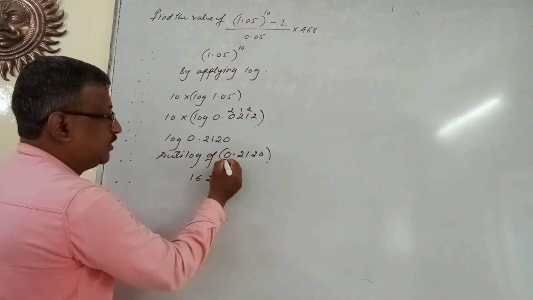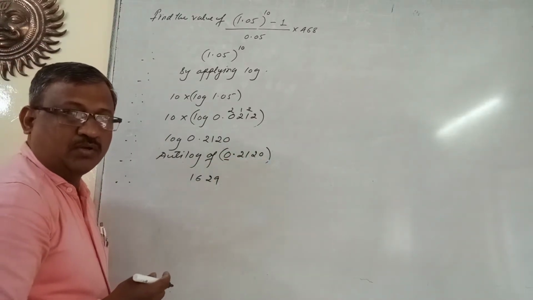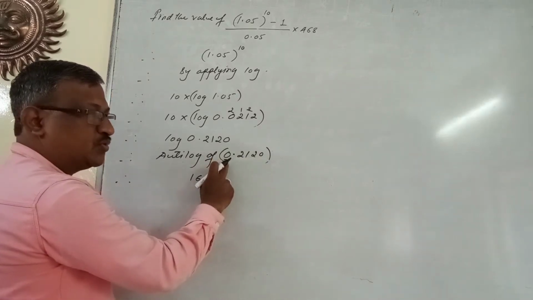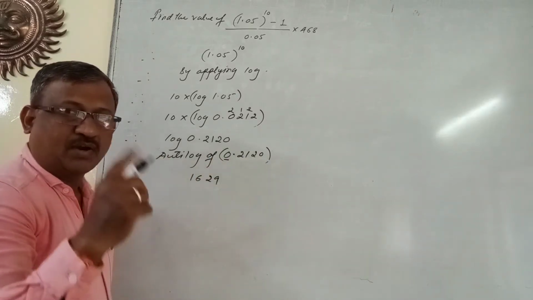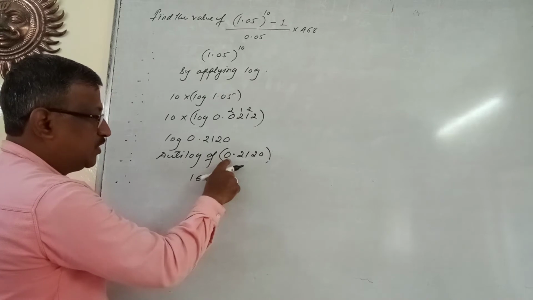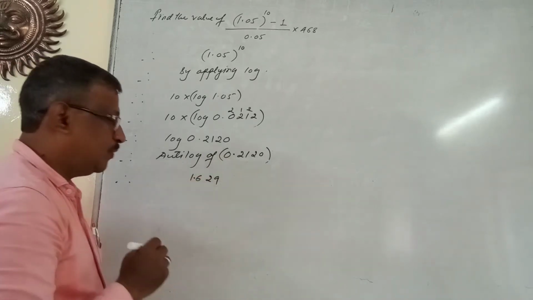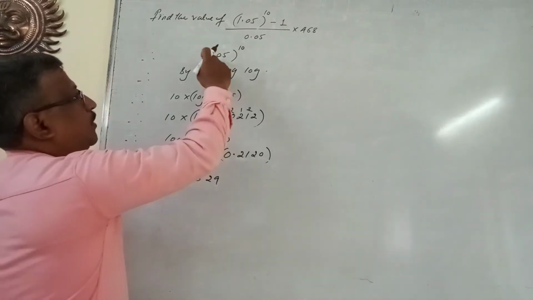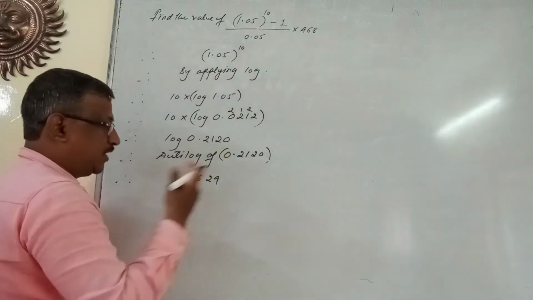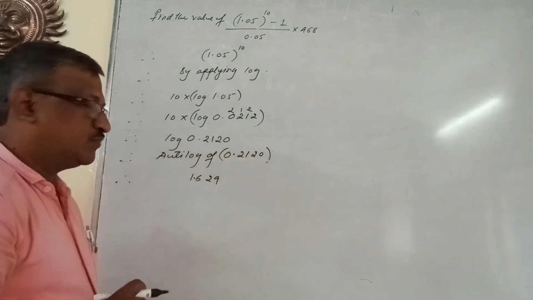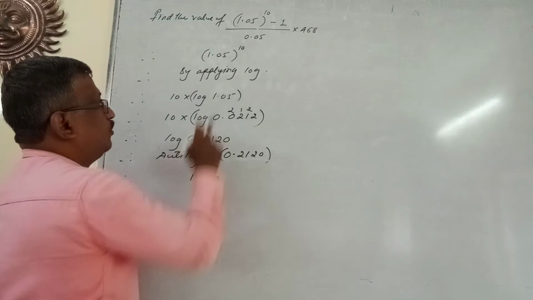For that you have to see the characteristic, it is 0, right? So 0 is always considered as positive, and as it is positive you have to add 1. So 0 plus 1 is 1, so count 1 digit and then place the decimal point. Means if you multiply 1.05 ten times in the calculator also, you will get the value as 1.629. So this is the value of this, right?